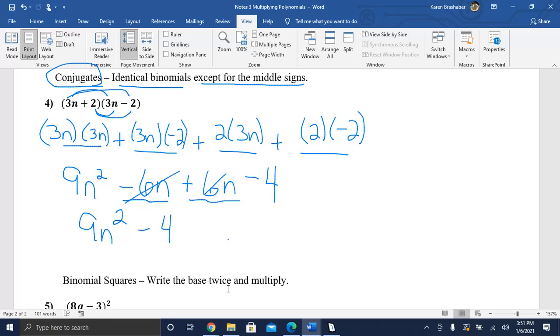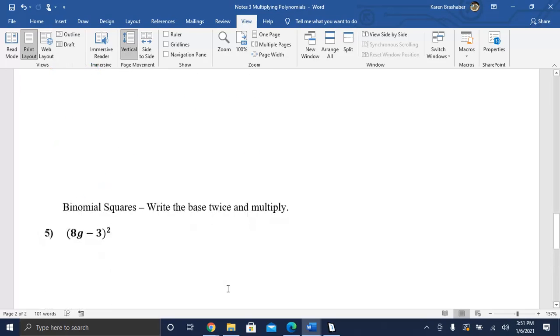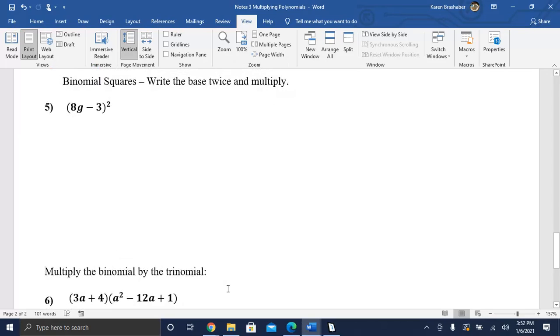I'll move on. We'll look at binomial squares. So your next example, binomial squares. Notice that it gives you a hint to write the base twice and multiply. So you have 8g minus 3 to the second power. Your base is 8g minus 3. So we will write it twice, 8g minus 3 times 8g minus 3. And then I'll multiply that as I have been.